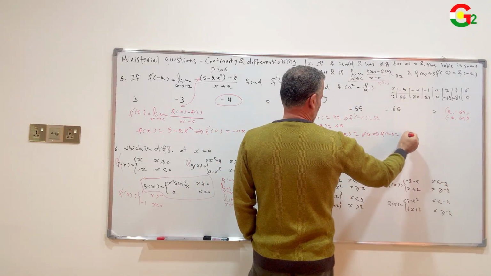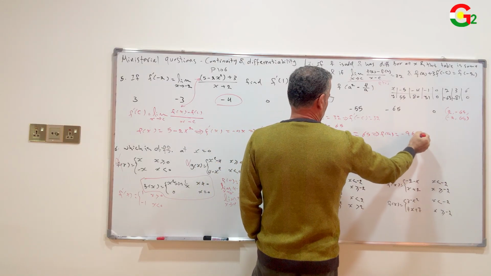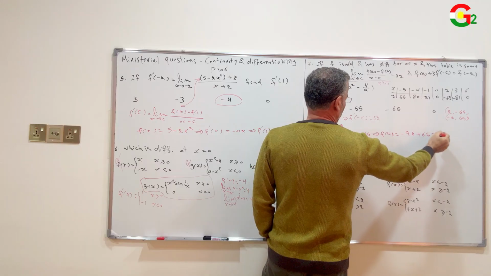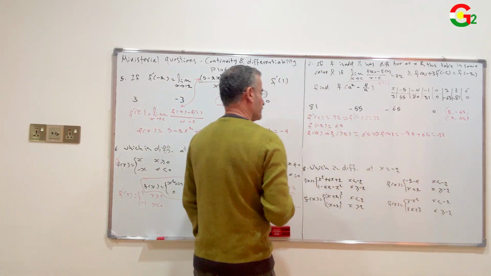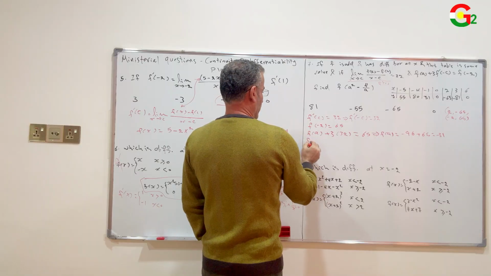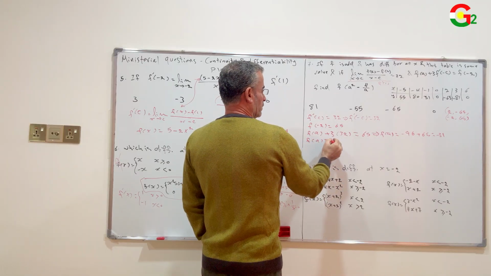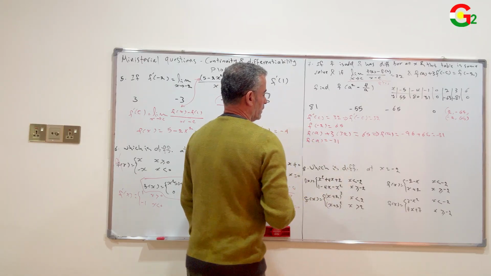Take it to the right side. Negative 96 plus 65 equals negative 31. Therefore, f of a equals negative 31.